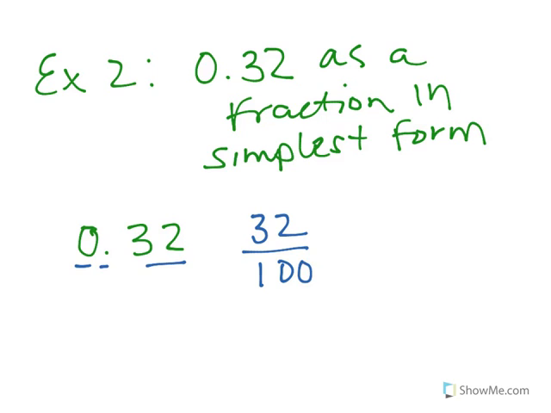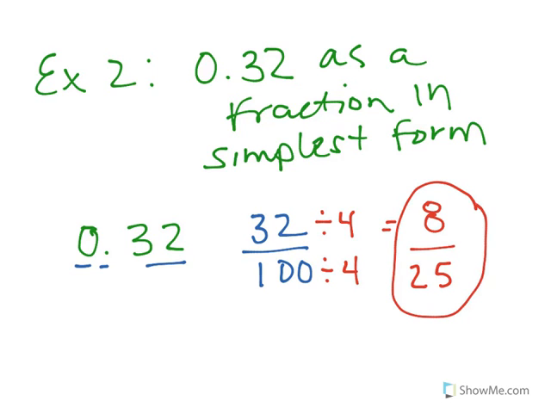So I have to ask myself, is there a common factor between 32 and 100? And I can say yes. The common factor would be 4. So I'm going to divide both my numerator and my denominator by 4. So 32 divided by 4 is 8, and 100 divided by 4 is 25. Then I'm going to say, is there any other common factor between 8 and 25 besides 1? And that answer is no. So I can say that 8/25 is how I write my fraction in simplest form.